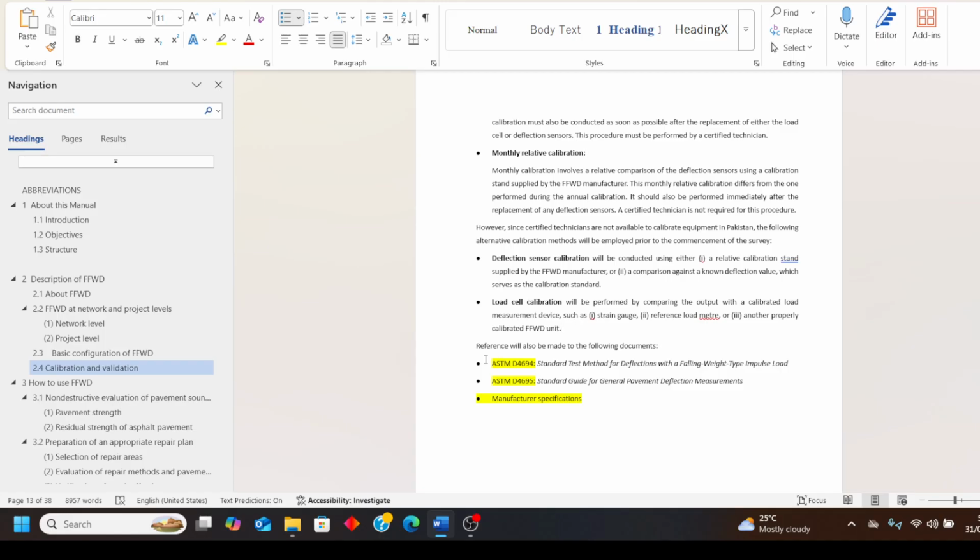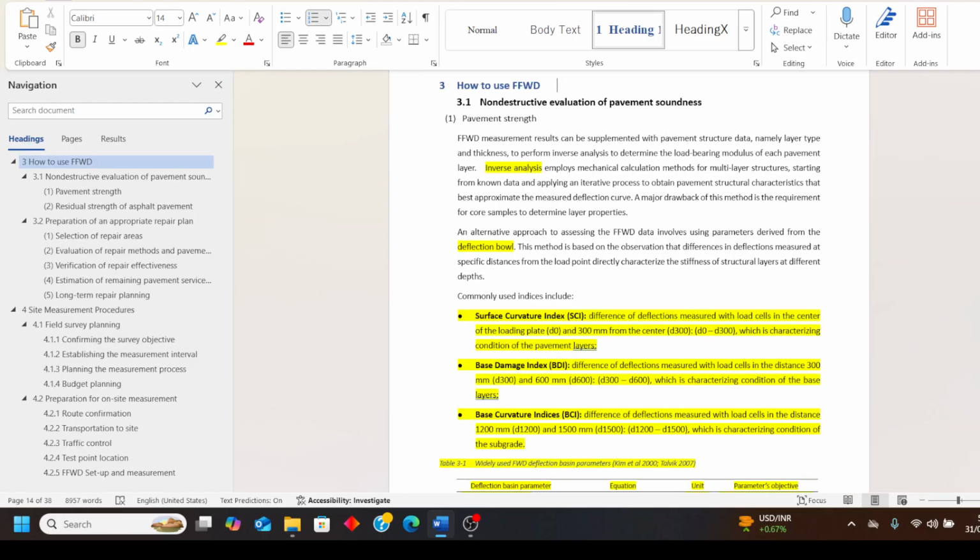Also, it is important that this calibration must comply with the international standards as indicated in this manual. Number one is the ASTM D4694 and ASTM D4695, along with the manufacturer specifications as well. Now moving to the third chapter, which is how to use FFWD.